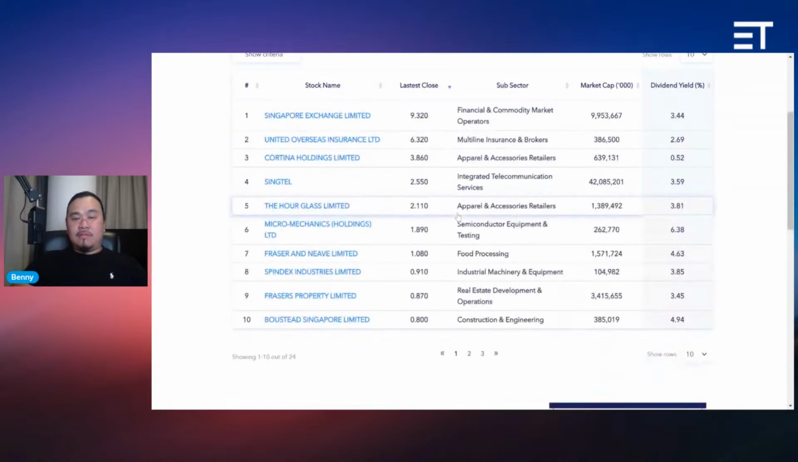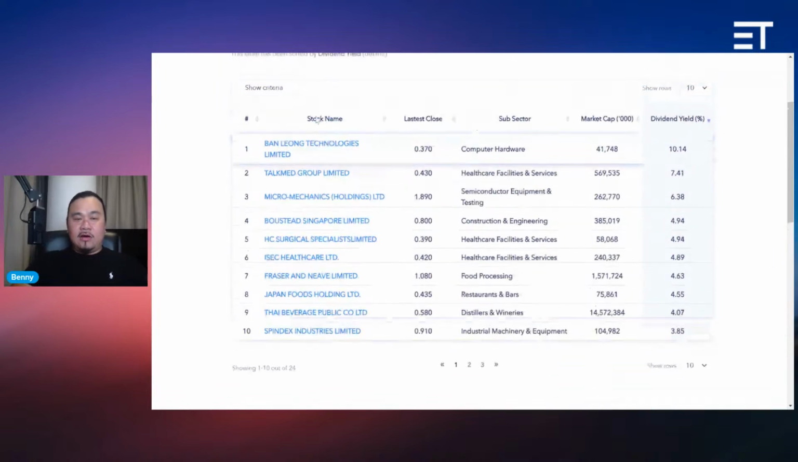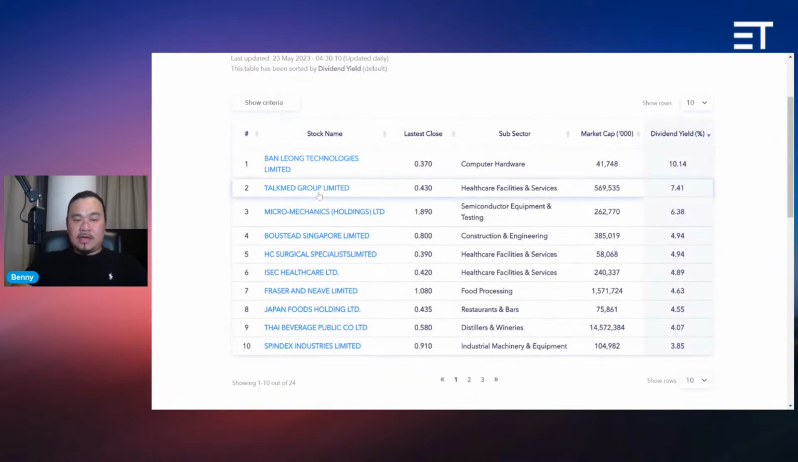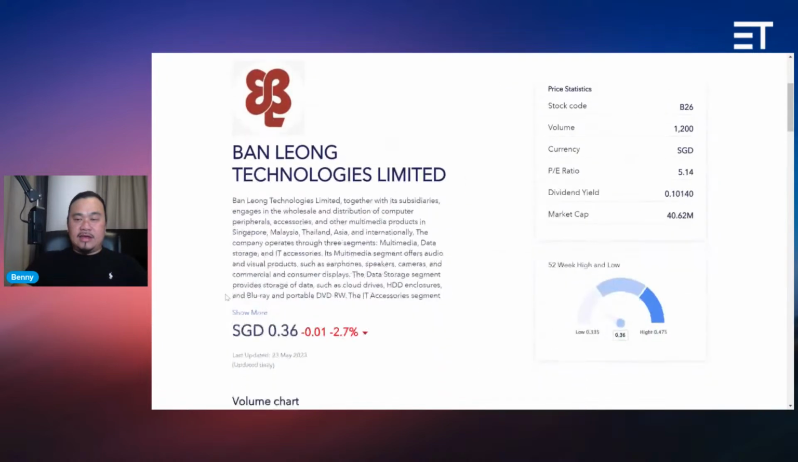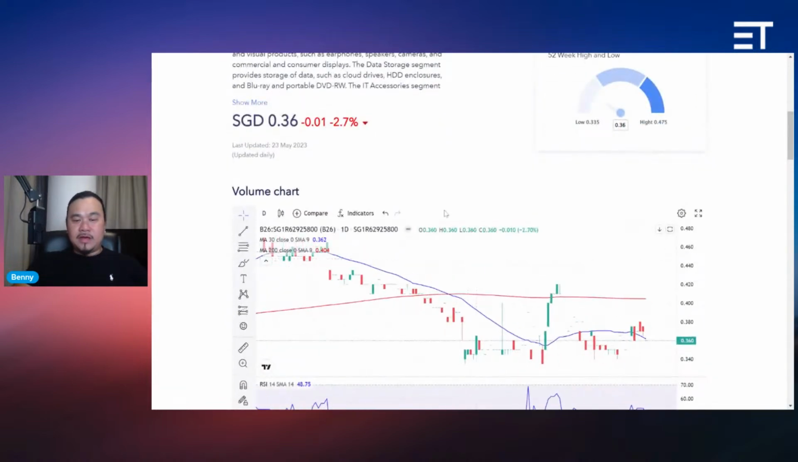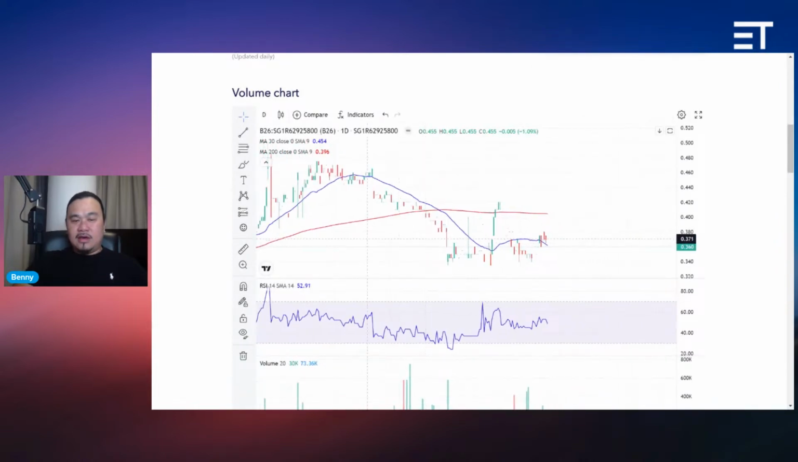So I'm just going to go back to here and look for, let's say, the highest dividend yield, Banleong Technologies, for example. I can click on this company for me to look at more details. On the first page, you'll see that this shows you the basic statistics of the company. The price chart is down here. You can see price has actually gone down.